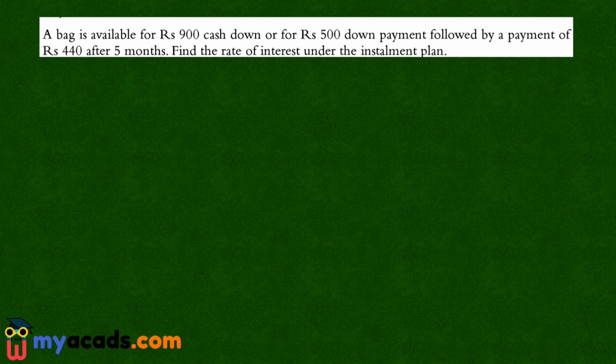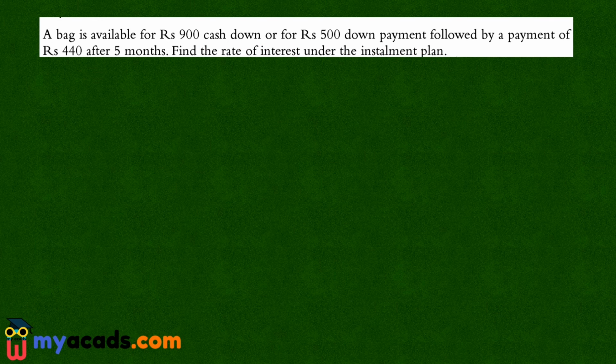Let's solve this question. My question is, a bag is available for rupees 900 cash down or for rupees 500 down payment followed by a payment of rupees 440 after 5 months. Find the rate of interest under the installment plan.